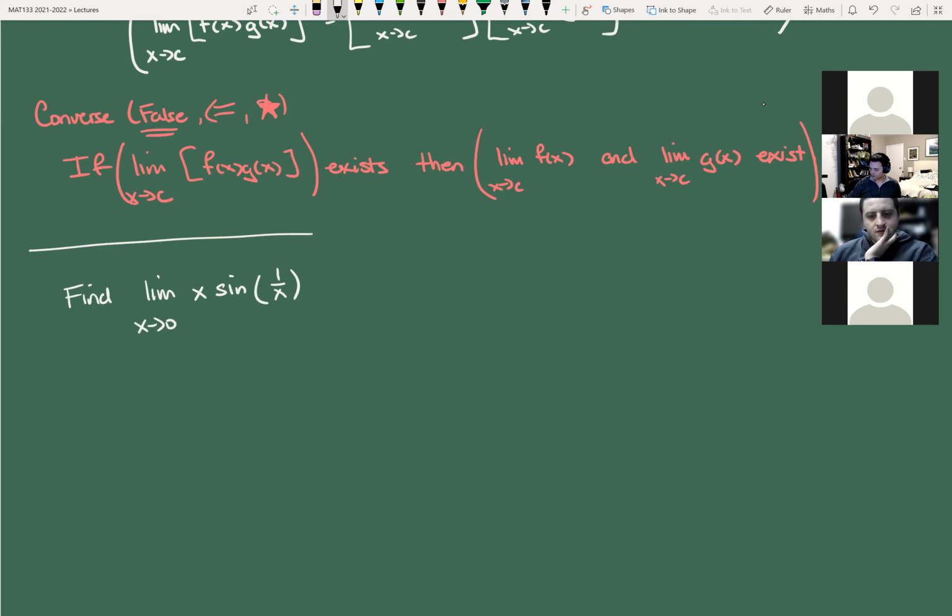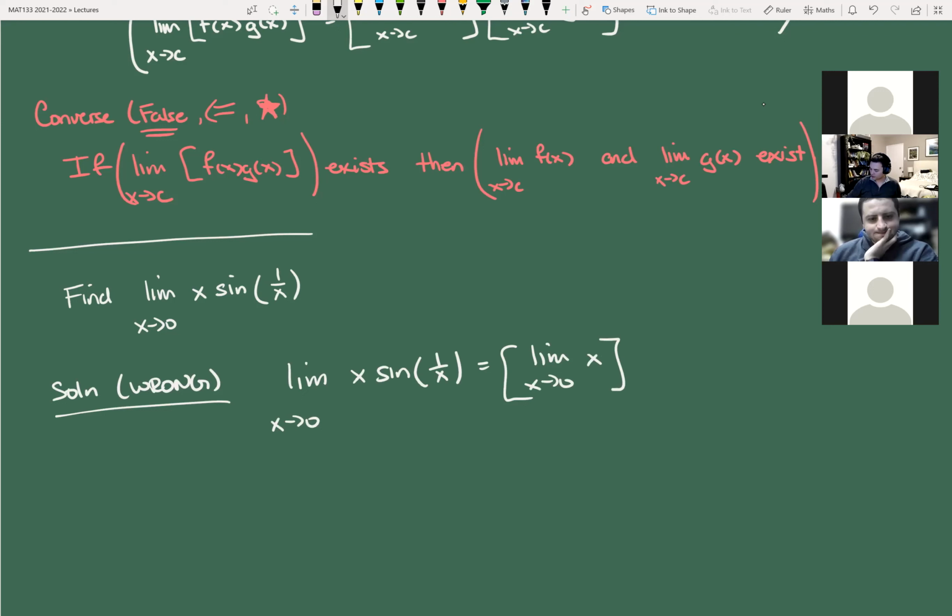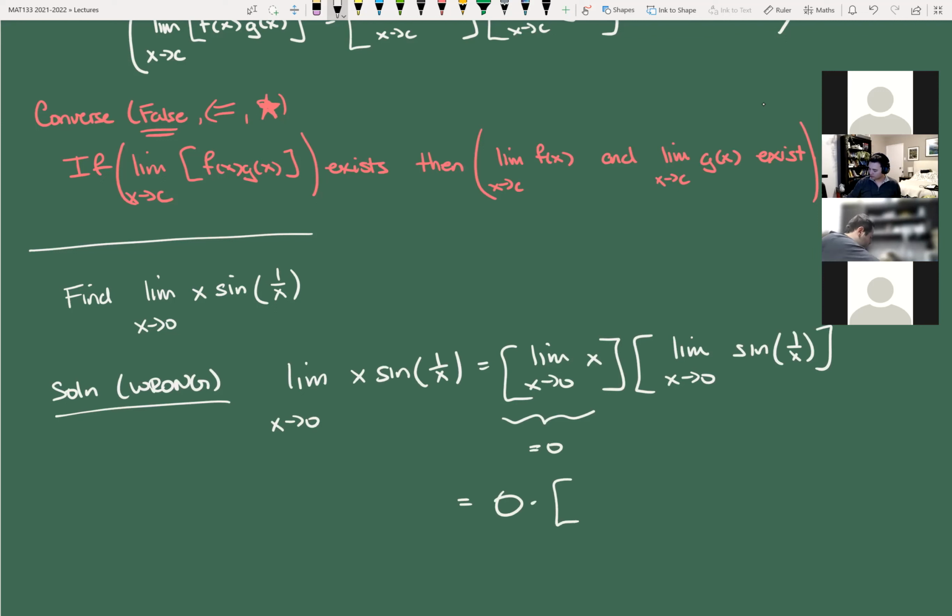And this is what they'll do. So their solution, and this is wrong, never ever do this. They'll say, oh okay, well, I'm going to split that guy up. I'm going to write this as the limit as x approaches 0 of x times the limit as x approaches 0 of sine 1 over x. This thing here is equal to 0. So that's going to be 0 times whatever this limit is. And we know that 0 times anything is 0, right? Okay, so this is wrong. This is very, very wrong.